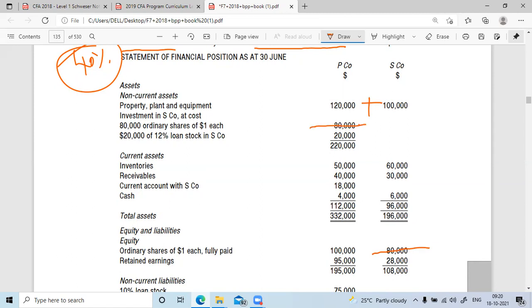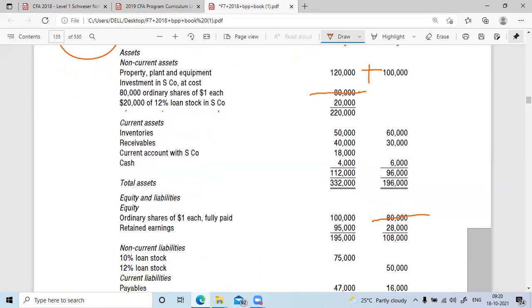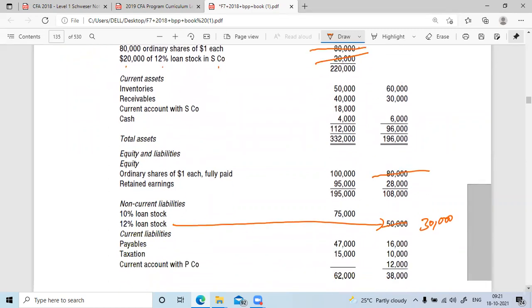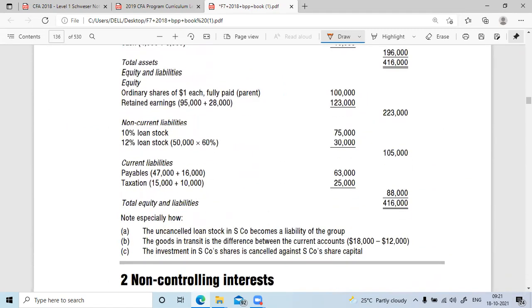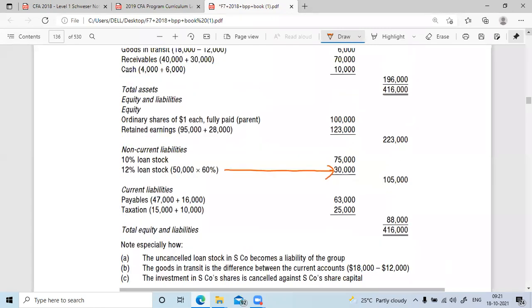Okay. $20,000 of 12% loan stock in S company. And here loan stock, how much they have given? 50,000. So 20,000 and here 20,000 cancel out. So how much will be left over? 30,000. Okay. So are you seeing the same thing? Yes, sir.